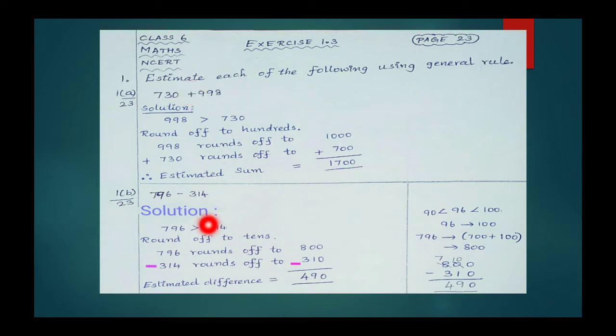We have been given numbers, the sum of numbers or the difference between numbers. We have to estimate them using general rule, which means you can round off to nearest tens or hundreds as you wish. Okay. Now the first problem, subdivision A from page number 23 is 730 plus 998.